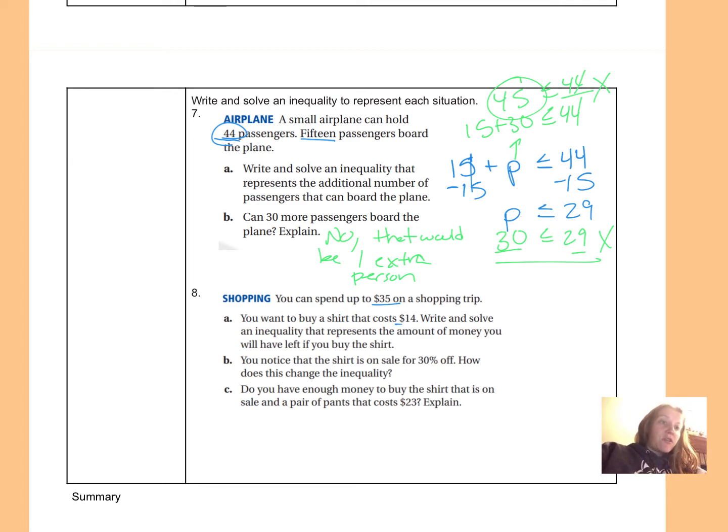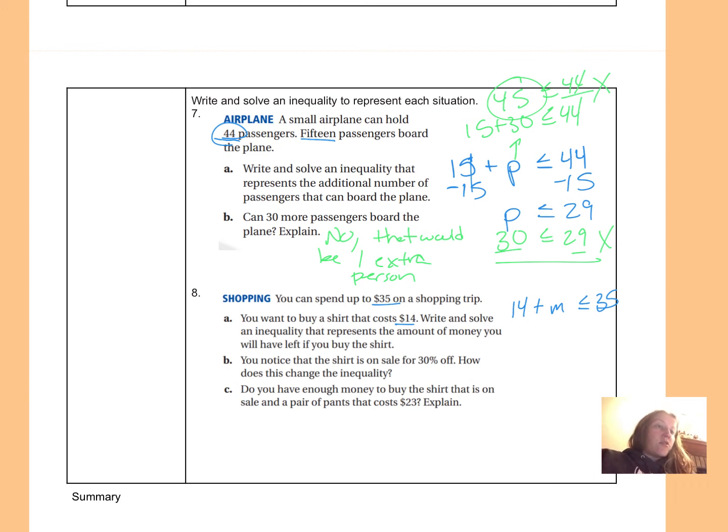You went to buy a shirt that cost $14. Write and solve an inequality, how much money you could have left over. So, shirt has $14, plus I can spend more. So let's use M for money, plus however much money my other items are going to cost. But whatever that is, it has to be less than, or it could actually equal exactly the $35 that I have. We just can't spend more money than we have.